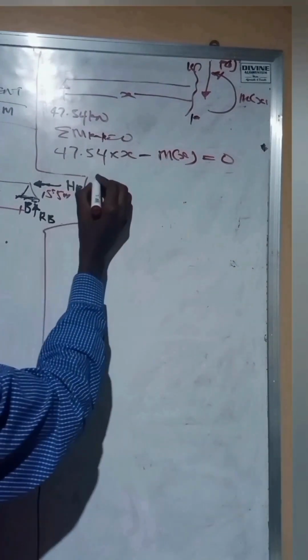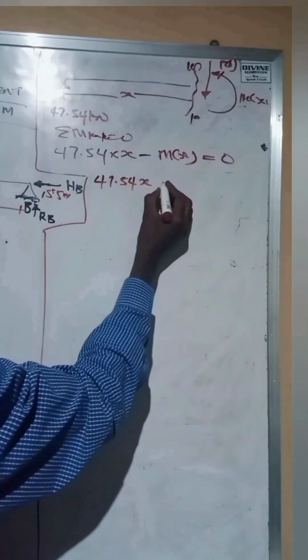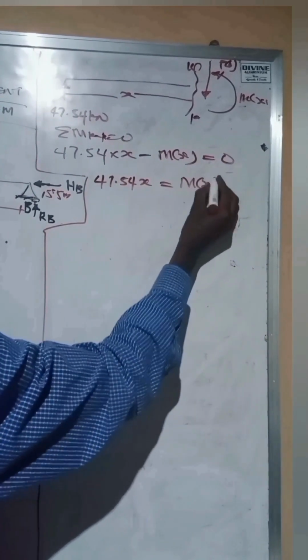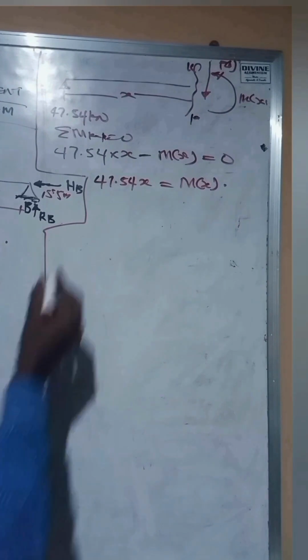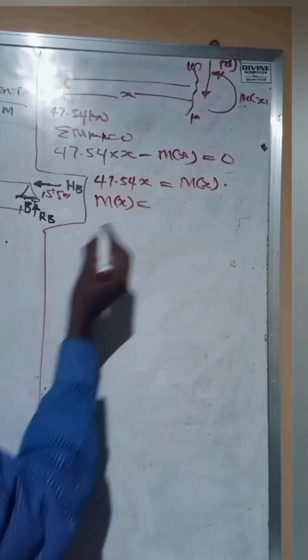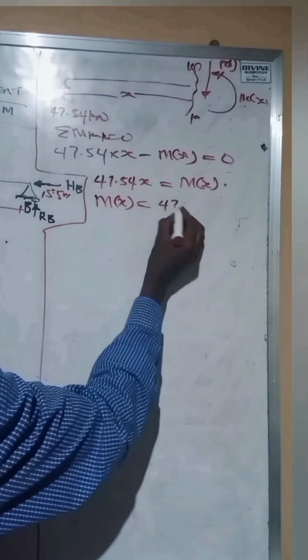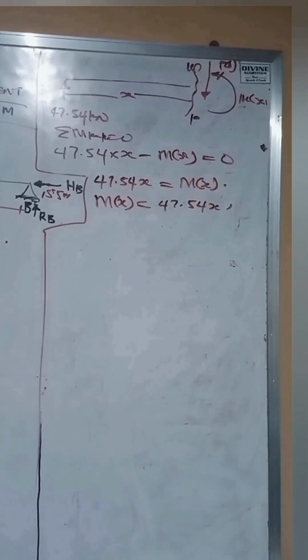So, we're going to have it as 47.54x is equal to M of X. Now, our M of X is the moment expression for this particular load boundary. So, we can say that the moment at any point between 0 and 4 is 47.54x. All right? So that is a moment expression. Now, we've just gotten a single boundary in this particular beam.